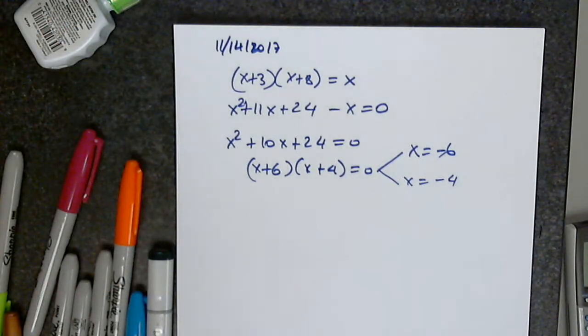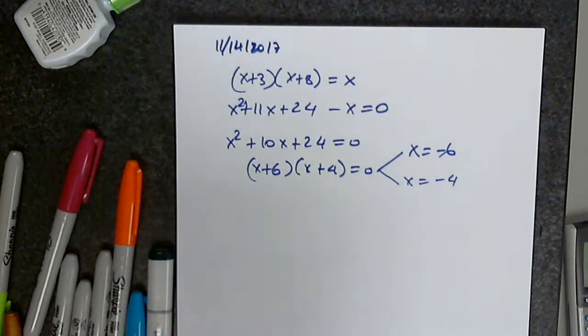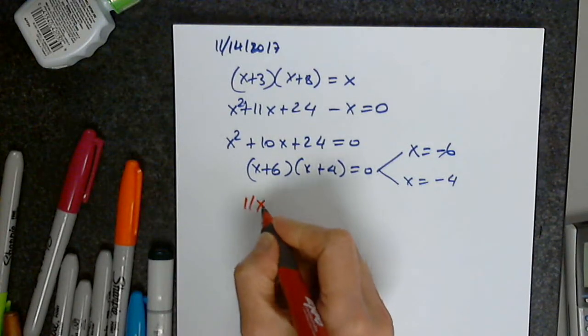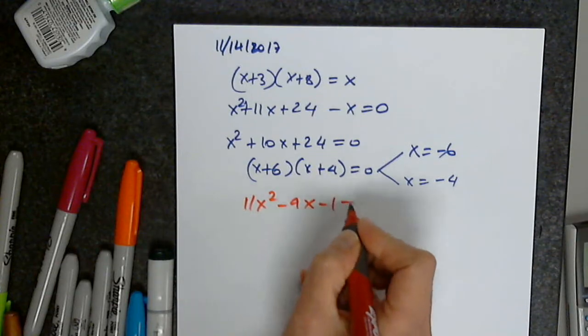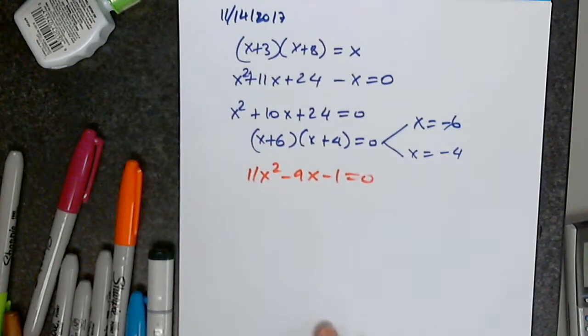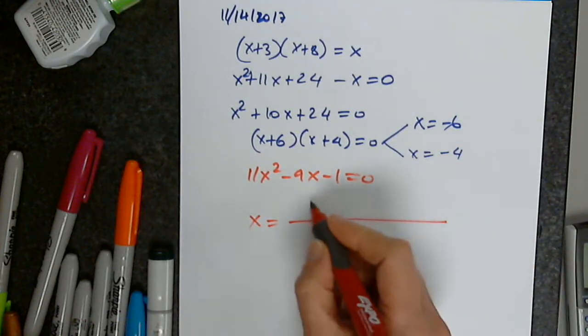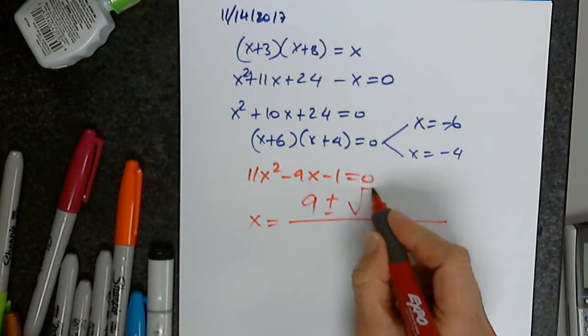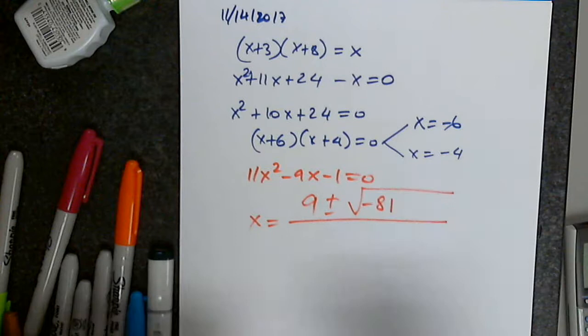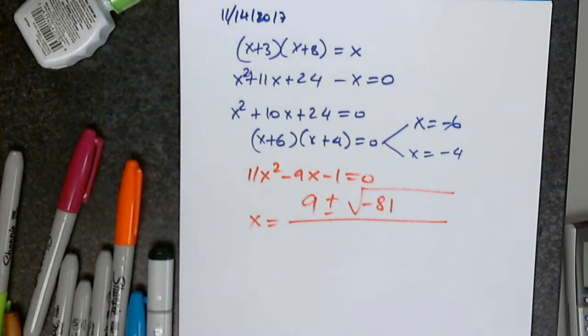Anything you want? 1C. So 11x squared minus 9x minus 1 equals 0. So x equals -b plus or minus. If you write -81, I cannot give points.